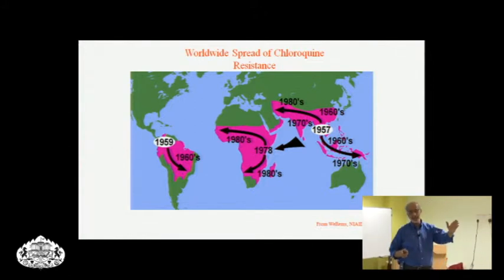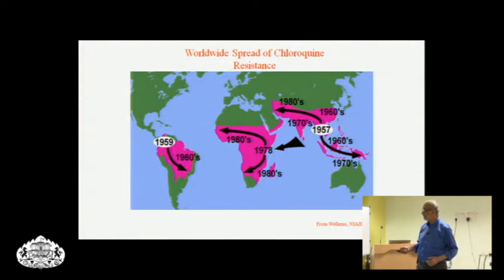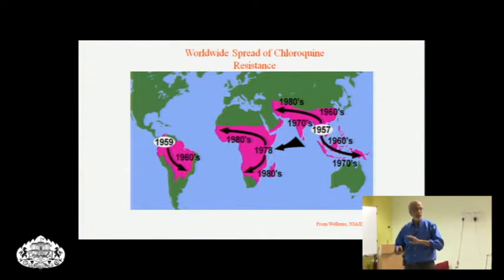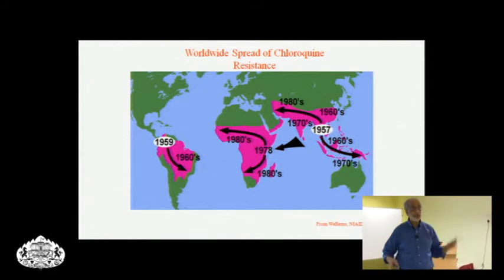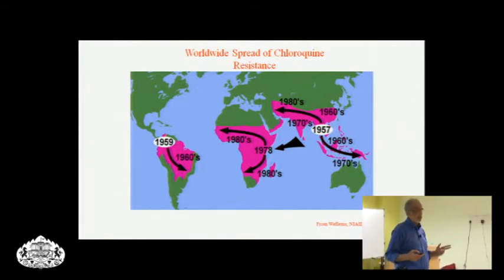Chloroquine was a fantastic drug for 30 years or so. Resistance started being seen in the 50s and 60s over in South America, and the 50s over in Southeast Asia, and then it spread. This spread because chloroquine was used as a single drug, and there's a lesson in this whole thing.